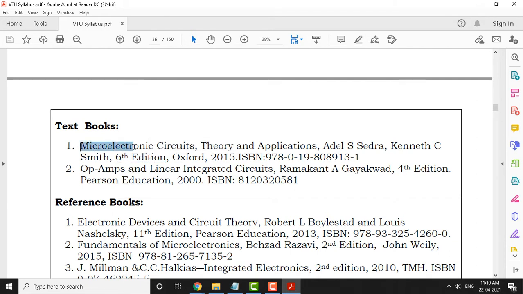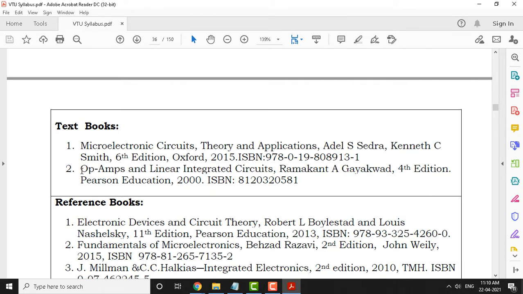90% of the syllabus is covered in this textbook itself. This is a very good book in my opinion. A lot of details are there in this book. And students who are unable to come to college, you can download this book from the internet also, browse and you can download this book from online.